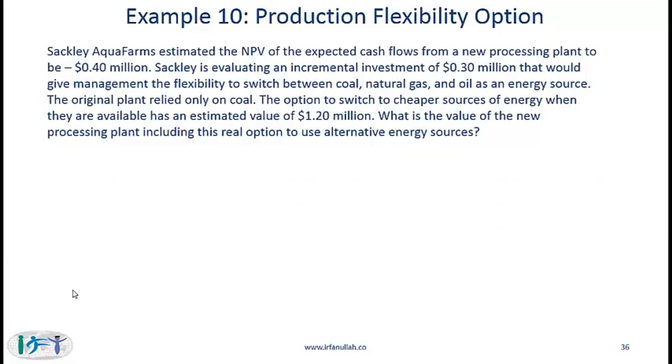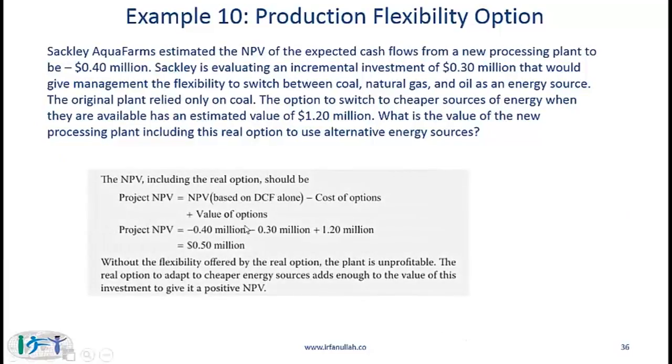So now I want you to try this example. So here is what you should come up with. When you do consider the option, then the project NPV is 0.5 million. So note that you just need to understand the concept. The type of calculations that you will get will be fairly straightforward.